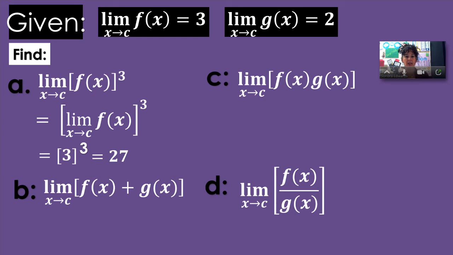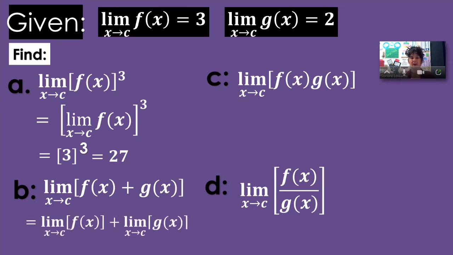All right, part B. If you're finding the limit as x approaches c of a few functions that are added or subtracted, you can pull those apart and find the limit as x approaches c of each of these functions separately, and then at the end add those answers back together. If I find these limits separately, I know the limit as x approaches c of f of x was given, that was 3, and the limit as x approaches c of g of x equaled 2. So 3 plus 2 is 5.